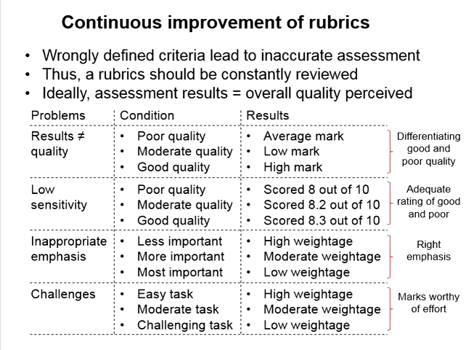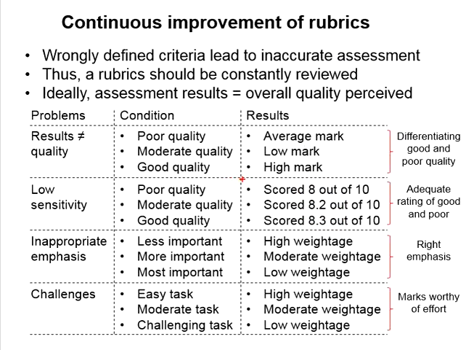The second problem is low sensitivity. Let's say we have a similar scenario: poor, moderate, and good quality. When you see the result here, out of a total of 10 marks, poor quality gets 8 marks, moderate gets 8.2, and good quality gets 8.3.